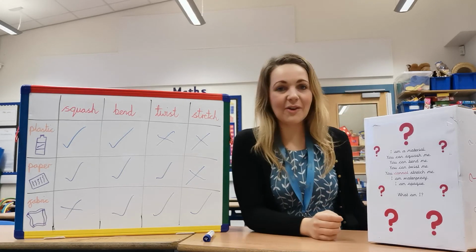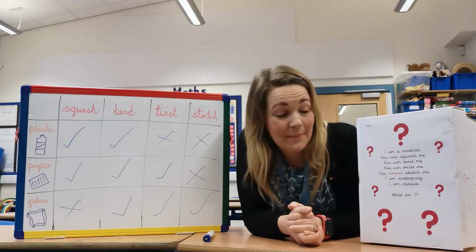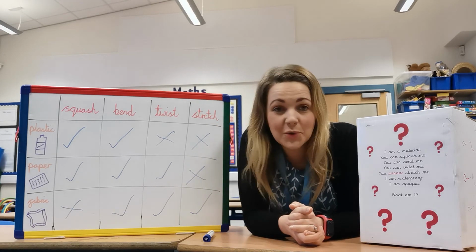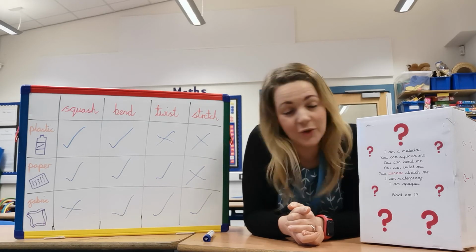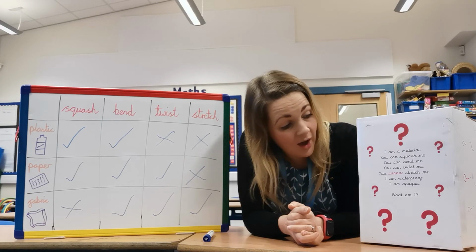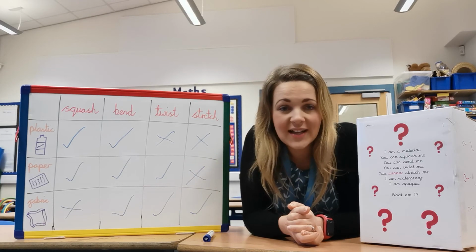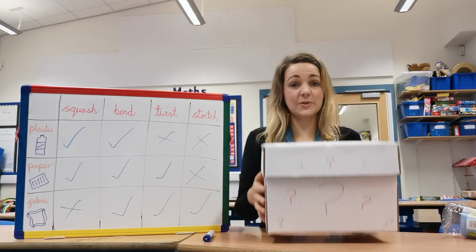I'm going to read that riddle one more time for you. I am a material. You can squash me, you can bend me. You can twist me, you cannot stretch me. I am waterproof, I am opaque. What am I? I'll give you a clue. I can pick it up so it's not too heavy.